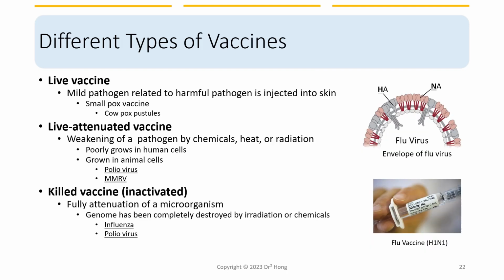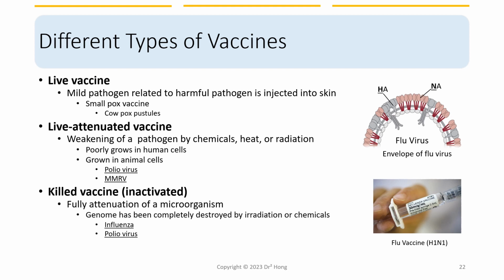Nowadays, different types of vaccines are utilized to prevent the spread of pathogens. We have live vaccines. These days, we use a mild pathogen related to the harmful pathogen, which is injected into the skin. Examples, like we talked about, are the cowpox pustules. We also have live attenuated vaccines. These are weakened pathogens, usually done by chemicals, heat, or radiation. They generally grow very poorly in human cells, and they grow in animal cells. Examples of live attenuated vaccines are poliovirus vaccine and MMRV vaccines.